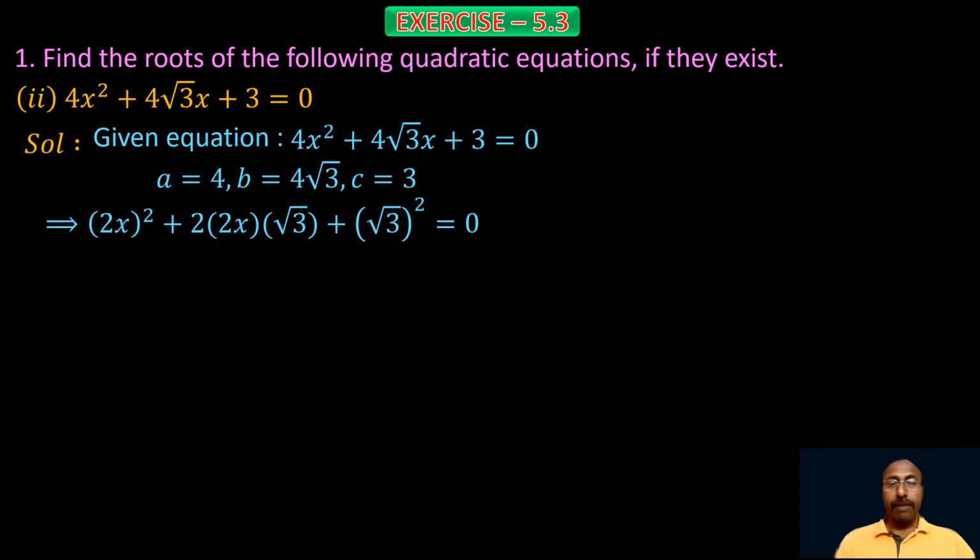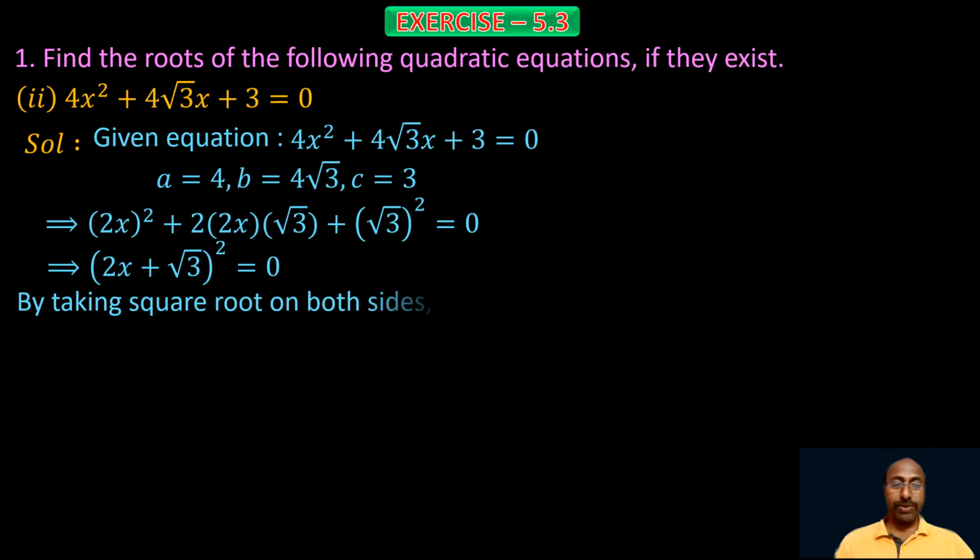So that is, without multiplying by any term and without adding any term, we get the complete square on the left side. And that complete square is 2x plus root 3 whole square is equal to 0. So from this, taking the square root on both sides, we get 2x plus root 3 equal to 0.